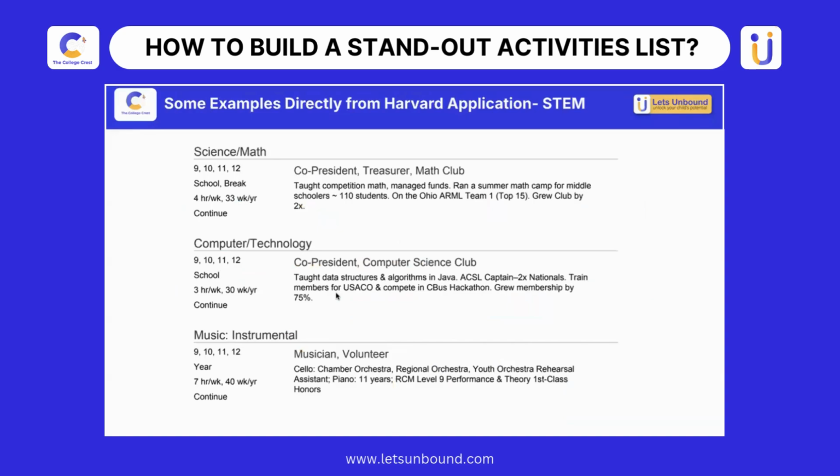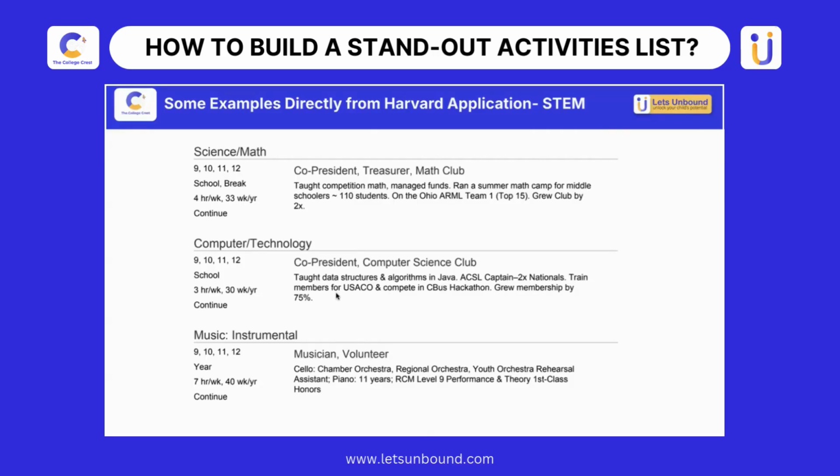If you see the first example, the math club, this student was not just part of the math club. They were the co-president and treasurer, meaning they took charge and handled logistics and growth. But it goes deeper. They ran a summer math club for middle school and taught competition level math to over 110 students. They weren't just learning, they were sharing knowledge, building community, and leading.